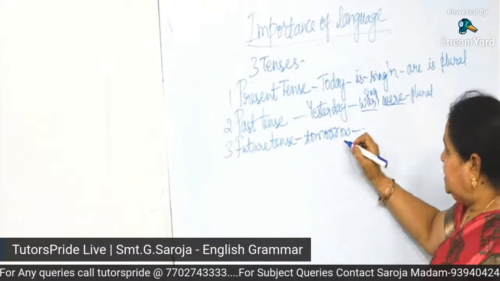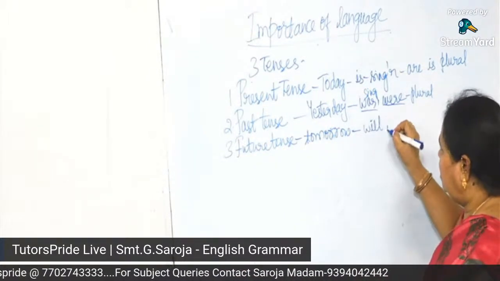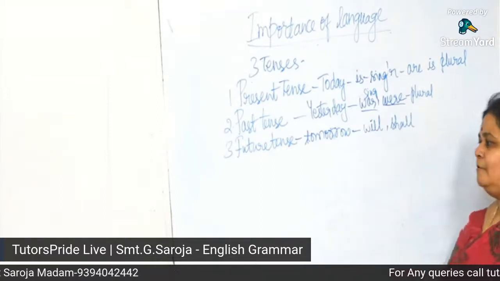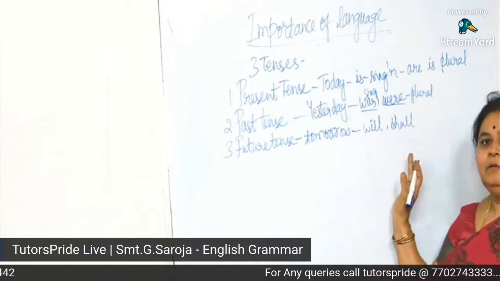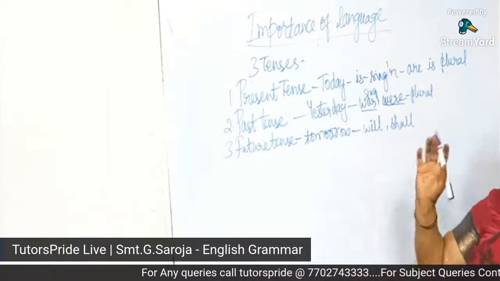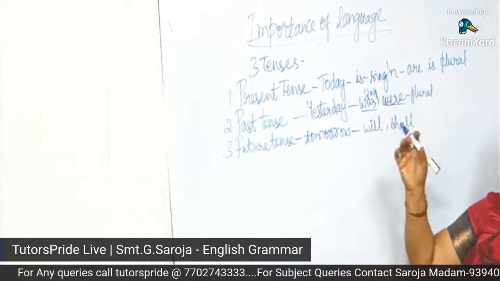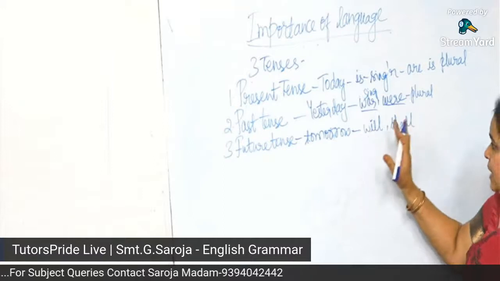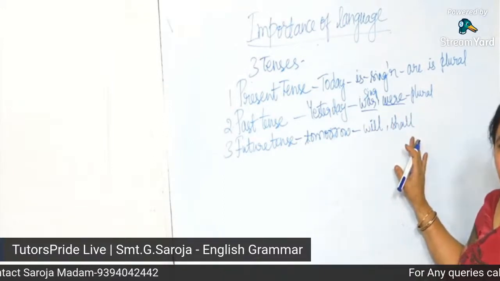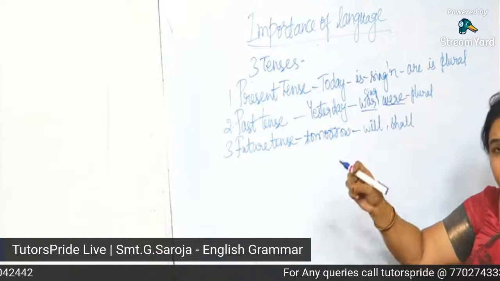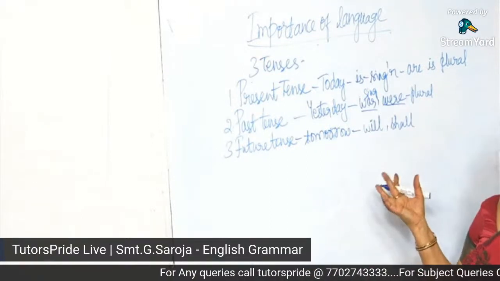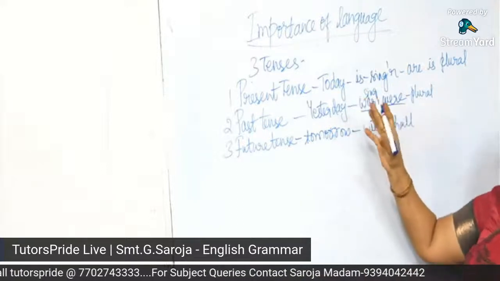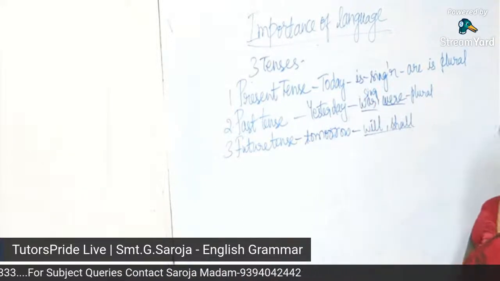In this future tense, what are used? Will or shall. Will or shall are used. I will do this homework tomorrow. I will complete this classwork tomorrow. I will complete my pictures tomorrow. I will draw the pictures tomorrow. Like that. I shall be visiting a science museum. I shall be visiting a science class next week. I shall be going to the science exhibition. Like this. For far-off things we use shall, but mostly will is used.